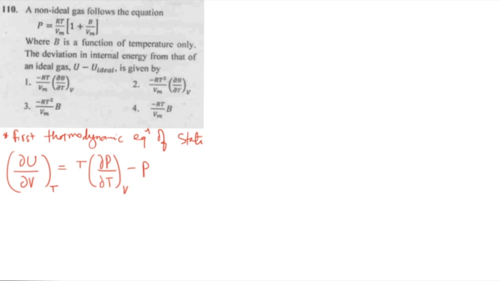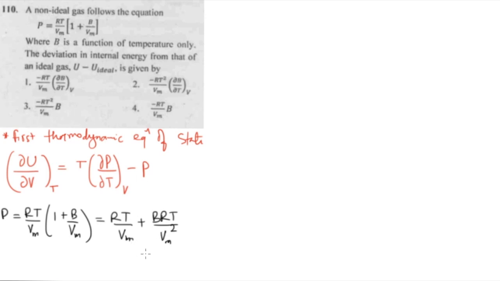All right, so we'll now do the rest of the things. The thing which is given to you is P, which is equal to RT by Vm, and in the bracket I have 1 plus B by Vm. So I'll just multiply this, and I can write it as RT by Vm, and then plus BRT by Vm square. That is how I can write down P. But in this thermodynamic equation of state, you can see that I need del P by del T at constant V. So now I'm going to calculate del P by del T at constant V from this particular equation.